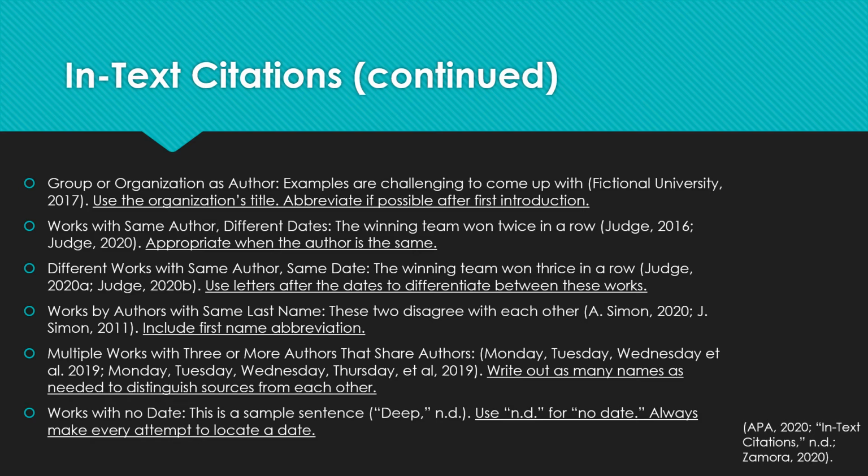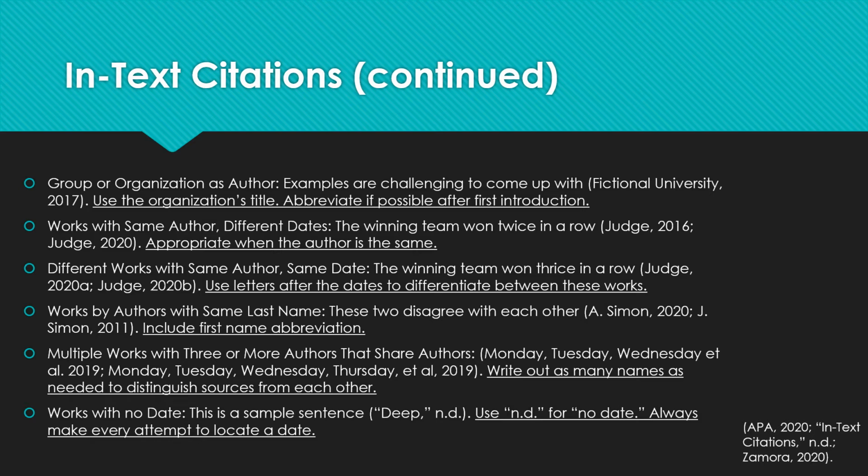As we continue to look at in-text citations, we start to see where things get kind of tricky. So what happens if a group or organization is the author? In that case, you would name the organization or institute and give the publication date as usual. Try to use an abbreviation of the organization in subsequent citations. What happens when you have two different works by the same author? You can simply cite both works separately, and in this case, the publication date will usually be different in order to differentiate between the two works.